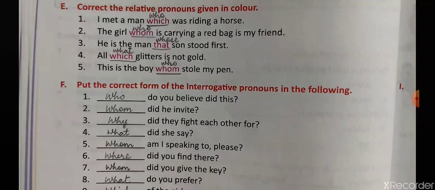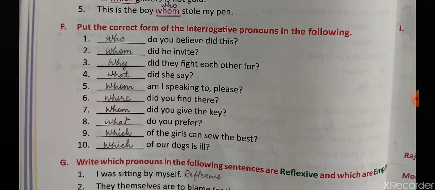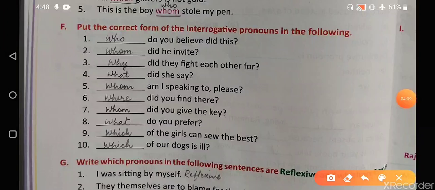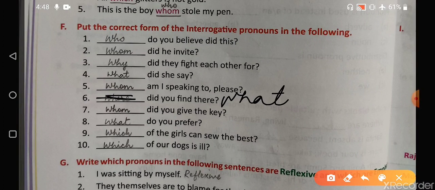Next is, put the correct form of interrogative pronouns in the following. So, who do you believe did this? Whom did he invite? Why did they fight each other for? What did she say? Whom am I speaking to, please? Where did you find? Actually, it is my mistake. It is not "where", it is "what did you find there". Next is, whom did you give the key? What do you prefer? Which of the girls can sew the best? Which of your dogs is ill?